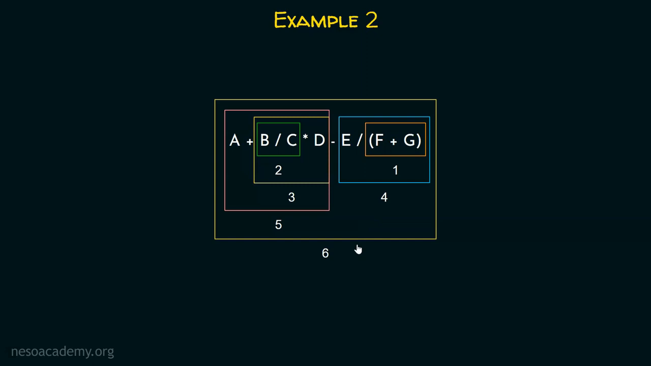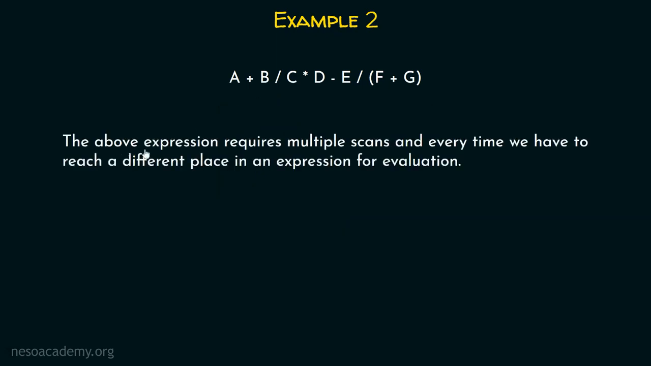You can see the priorities of all the operators and how to evaluate an expression based on the priorities of the operators, right? Now, the above expression requires multiple scans, isn't that so? And every time we have to reach a different place in an expression for evaluation, definitely. You can see this over here that every time we have to scan this expression from left to right. Okay, let's go from left to right and scan this expression. We have found that f plus g has the highest priority. Then we have found that b divided by c has the second highest priority, and so on. The above expression requires multiple scans, and every time we have to reach a different place, right?